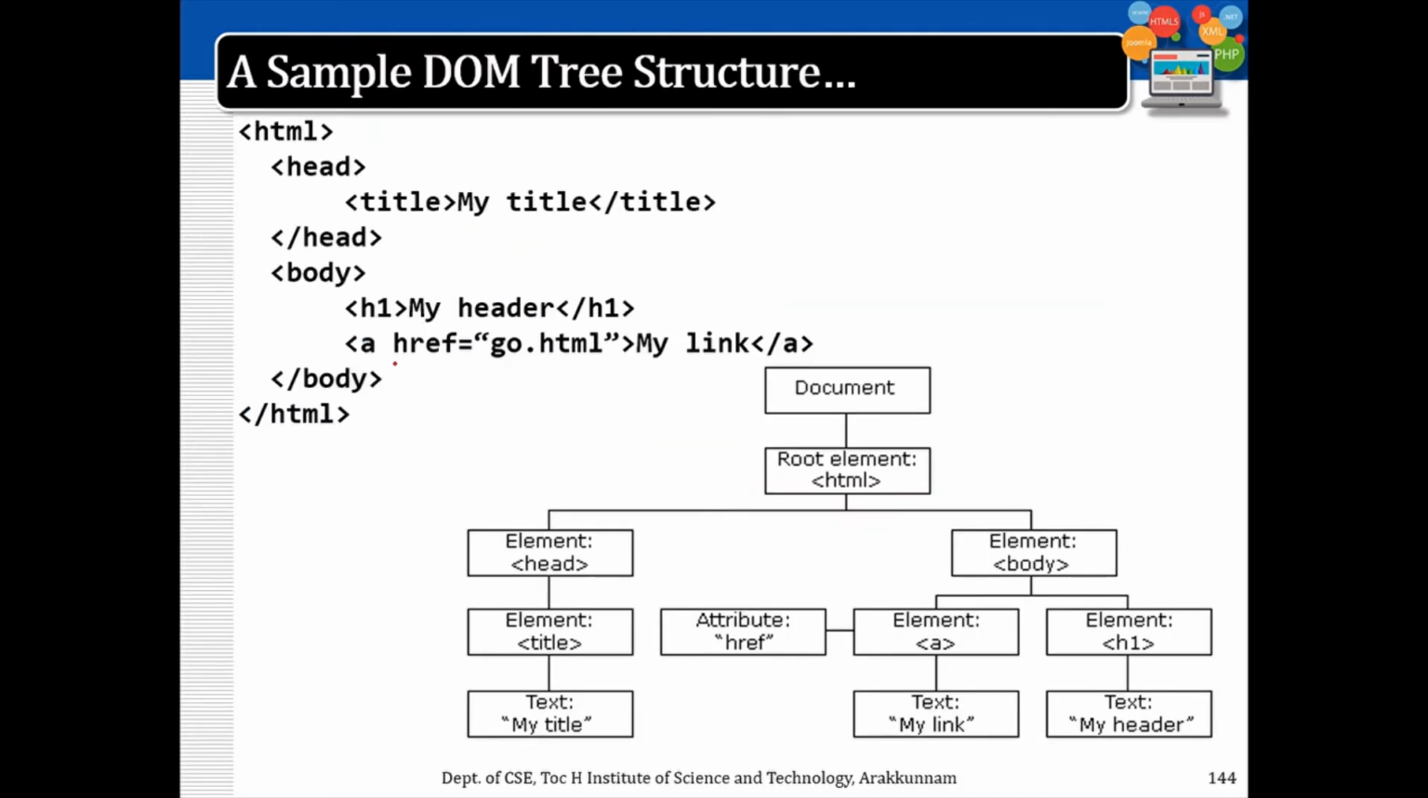Here is another example. Here the only thing added is an attribute. Again it starts with the HTML root element, with head and body tags as sub elements. Inside head we have title with the text my title. Inside the body tag we have a and h1 as elements. A has the text my link, and the href attribute is also represented in this tree. Element h1 has the text my header. So this is how the tree representation is made.